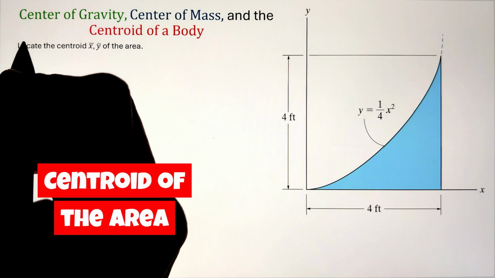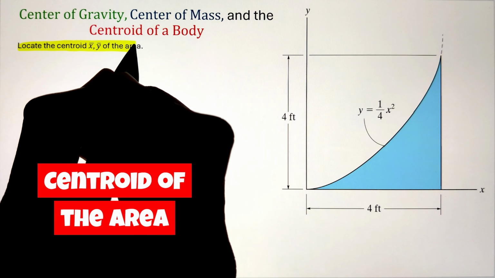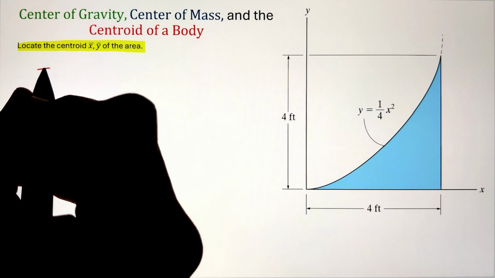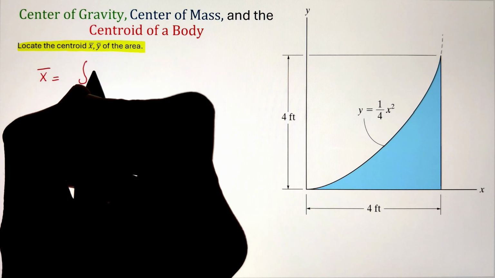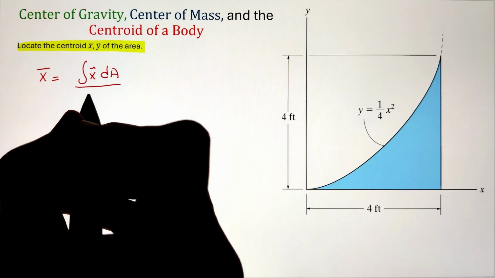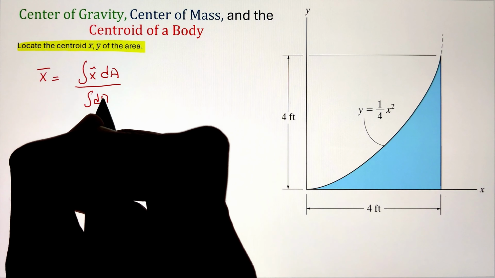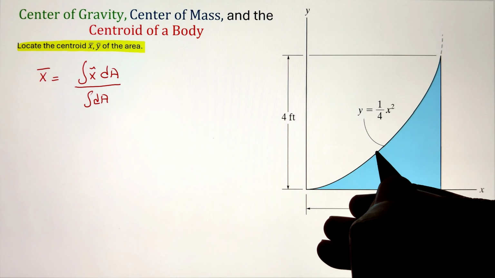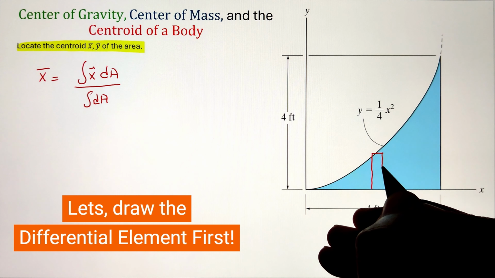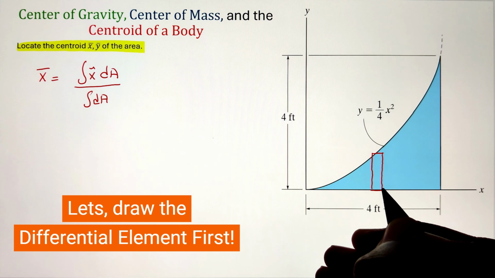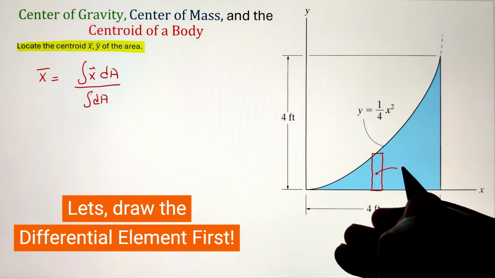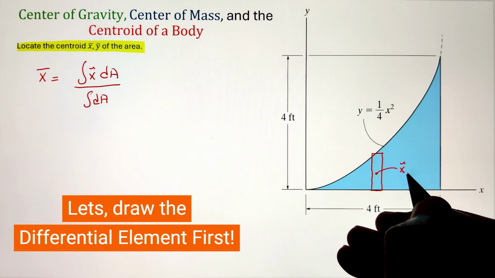In order to find the centroid of the area shown in the figure, that is the geometric center of the area, we can start by writing our expression of x bar that is actually derived from the summation of moment expression, and it is given as integral of x prime dA, where x prime is the centroid of the differential area and dA is the value of that differential area divided by integral of dA.